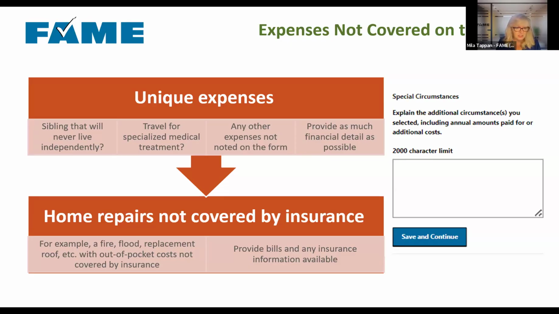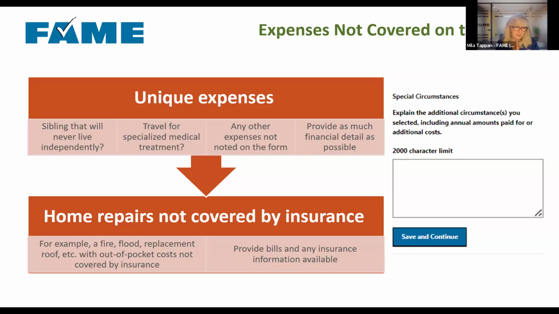A couple that are mentioned here specifically: if there's a fire, a flood, or replacement of a roof or furnaces, for goodness sakes. It seems like every year I talk to some families who had to replace their furnace unexpectedly. Those are huge expenses. So being sure to provide details on that. If there's a situation in their case where they could just check off a box of their special circumstances, that's great.